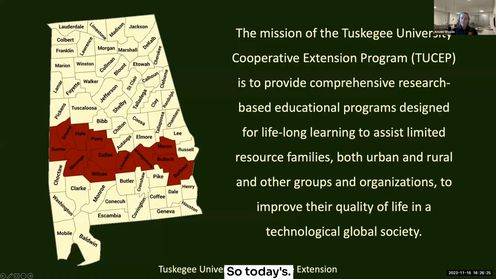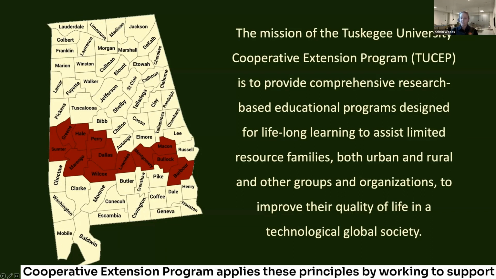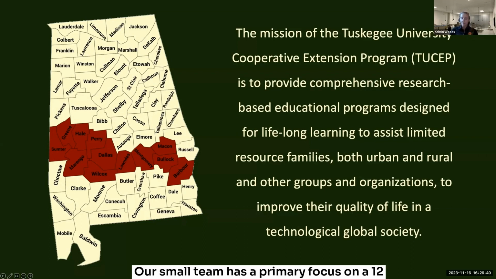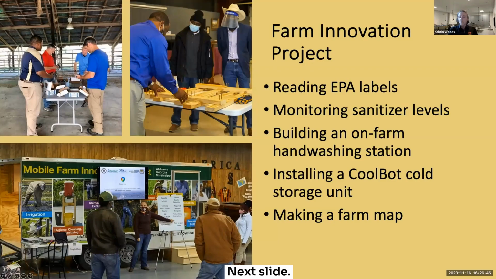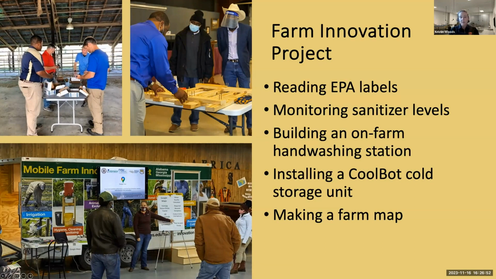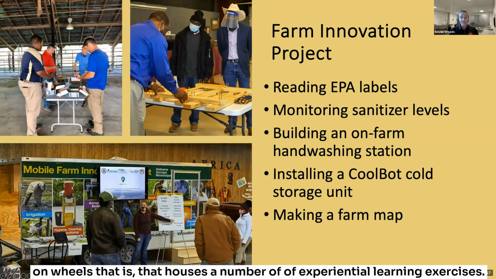Next slide. So today's Tuskegee University Cooperative Extension Program applies these principles by working to support quality of life and economic prosperity across the Black Belt of Alabama. Our small team has a primary focus on a 12-county region across the center of Alabama. Next slide. The program that I want to highlight first as an example today is essentially a modern-day movable school. We call this the Farm Innovation Project, and it consists of a movable trailer on wheels that houses a number of experiential learning exercises. And this method really remains the best way to reach farmers in my experience.